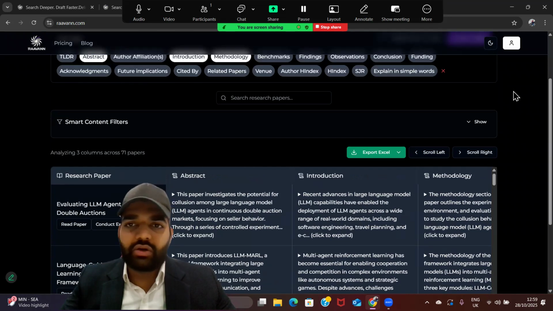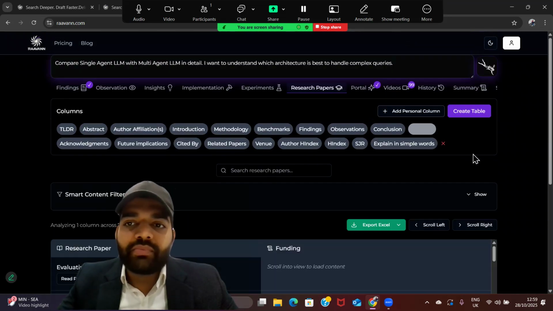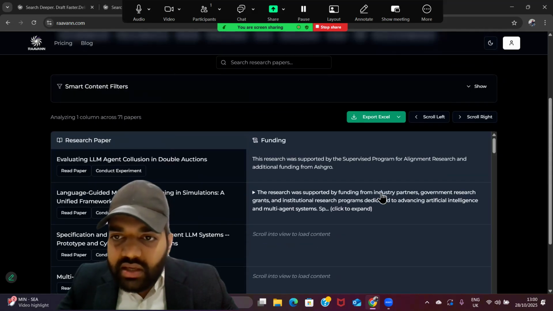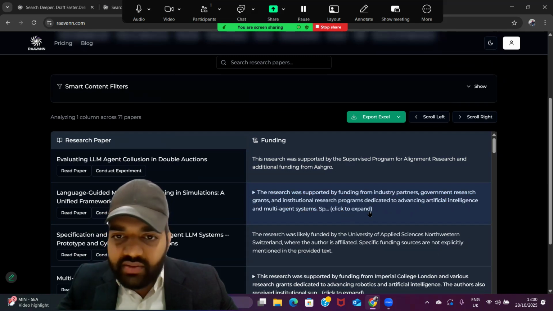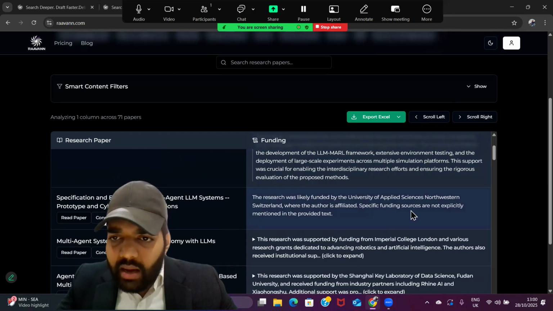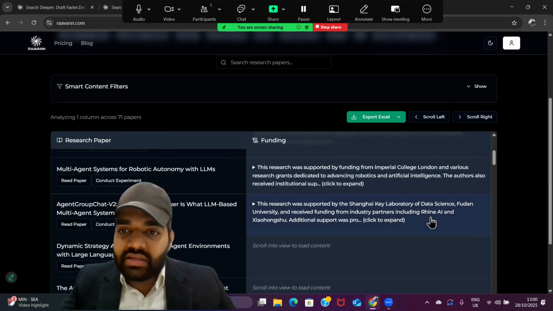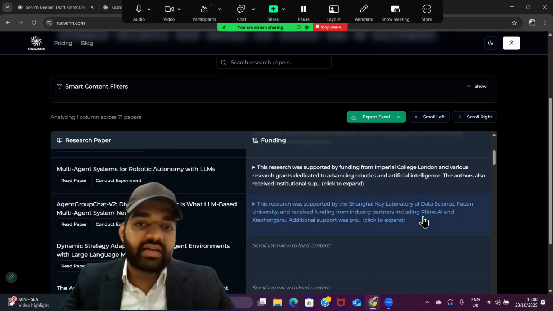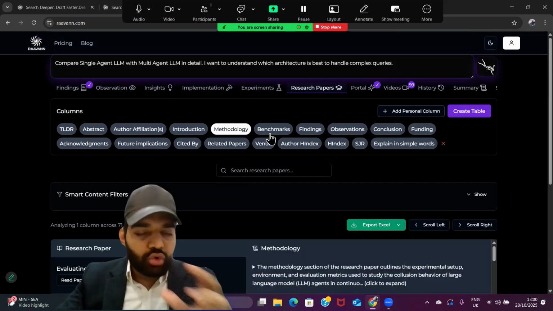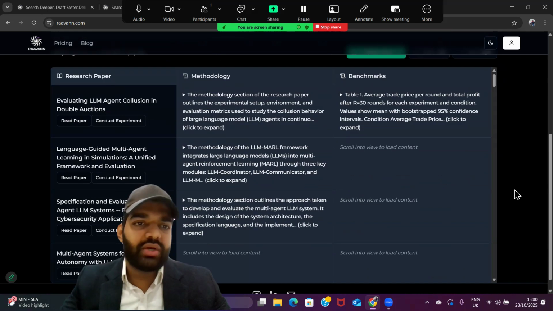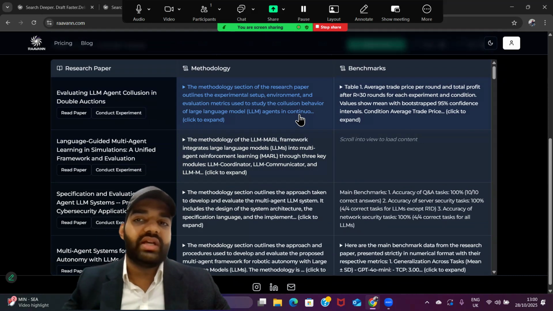You can see abstract, introduction, methodology. If you don't want to see that, you can just unclick it, and let's say you want to see funding. Who funded this research? You can see here alignment research from Ashgrove. Research was supported by funding from government research grants and everything. You can see the Applied Sciences, Northwestern Switzerland, Imperial College London, research grants, Shanghai Key Laboratory of Data Science. You can see who has funded. Any button you click over here, you can see that part from the research papers. You don't need to click and read the whole thing. We have summarized it, we have made it way easier for you to read.